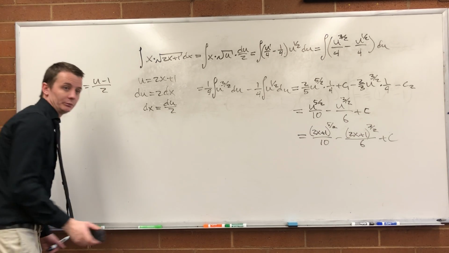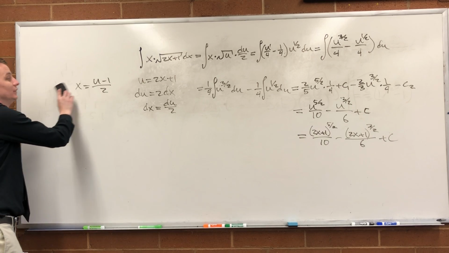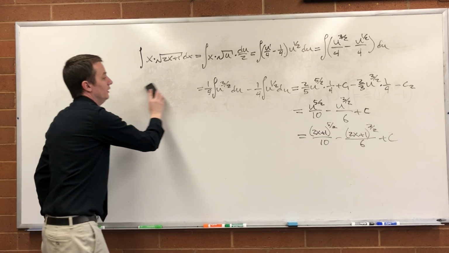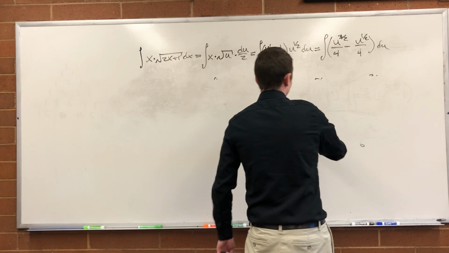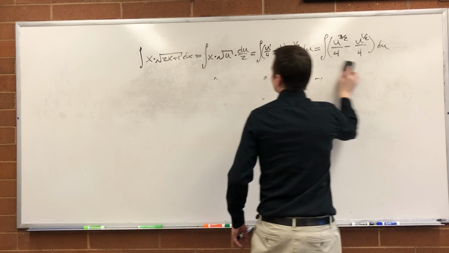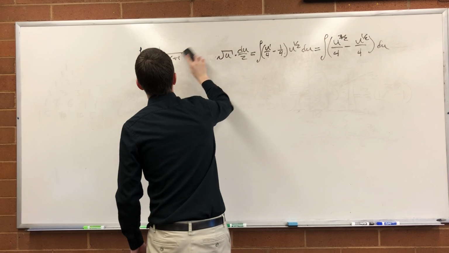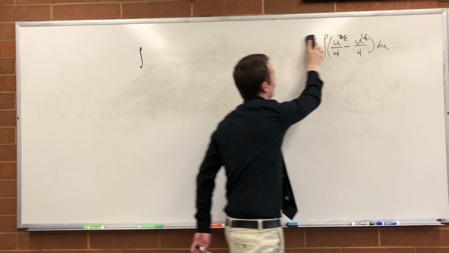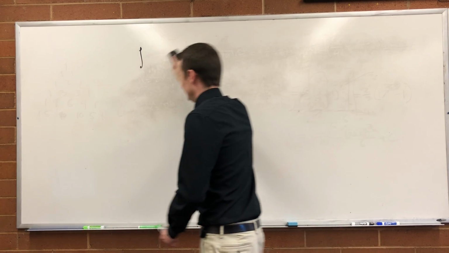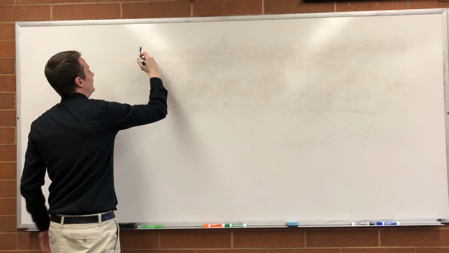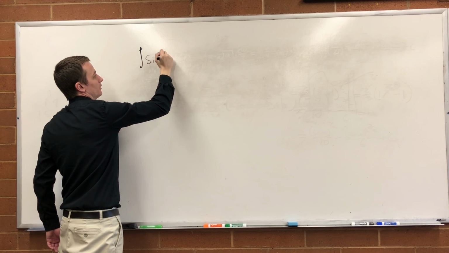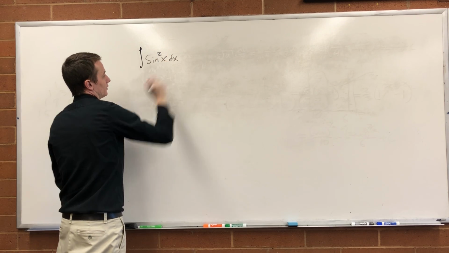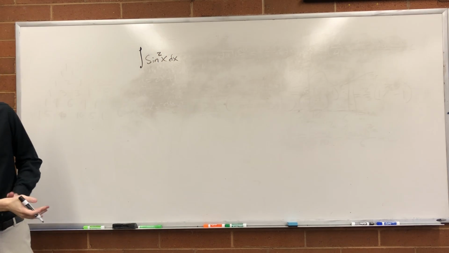So far these have been pretty straightforward, right? Now we're going to do one a little bit ugly, one that's not so straightforward. We already saw this at the beginning. How do we do the integral of sine squared of x dx?